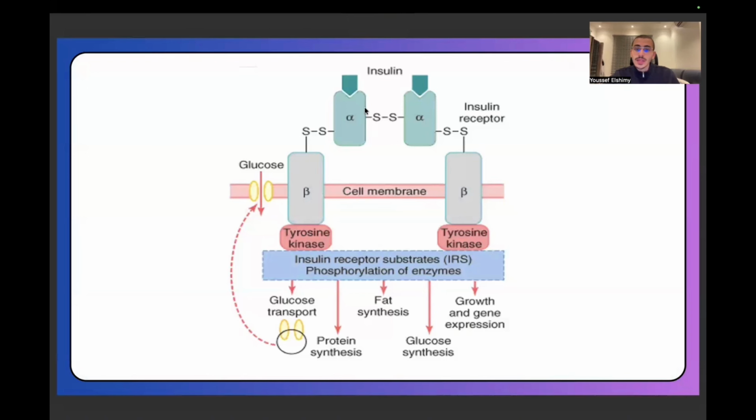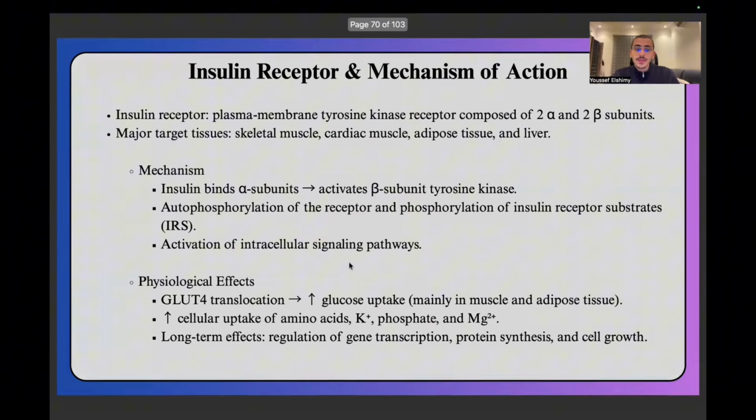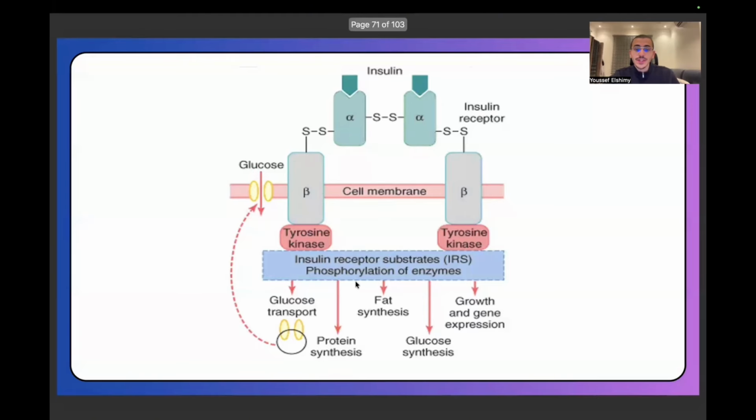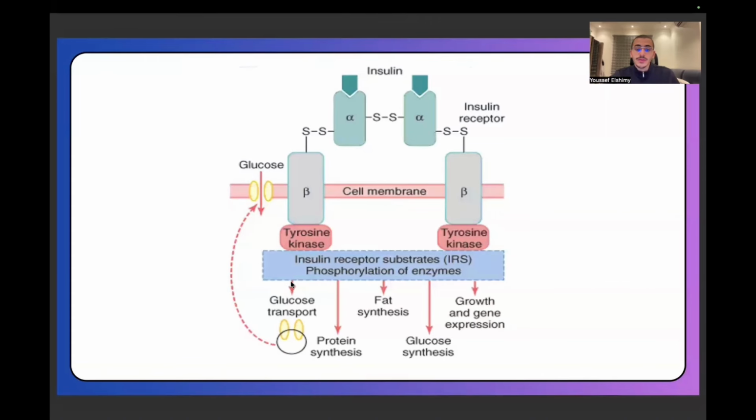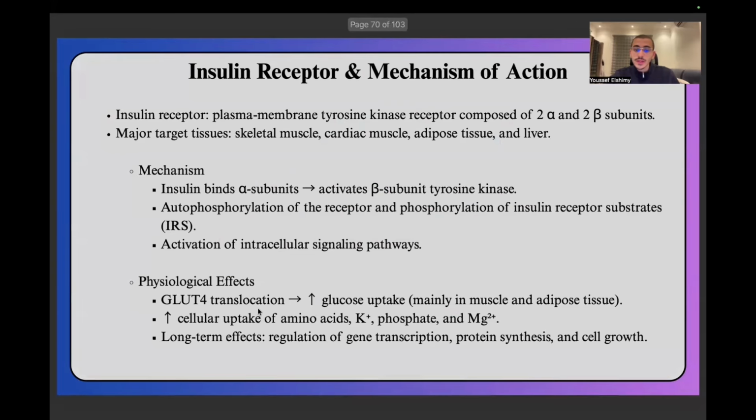So let's recap. Insulin would bind to the alpha subunit. This would activate the beta subunit, and the beta subunit is going to cause autophosphorylation of the IRS, or the insulin receptor substrates. After that, there would be activation of intracellular signaling pathways. What would be the effect? Basically, one of the effects is that there would be translocation of the GLUT4 transporters to the cell membrane, and this would facilitate glucose to enter the cell. What other effects?